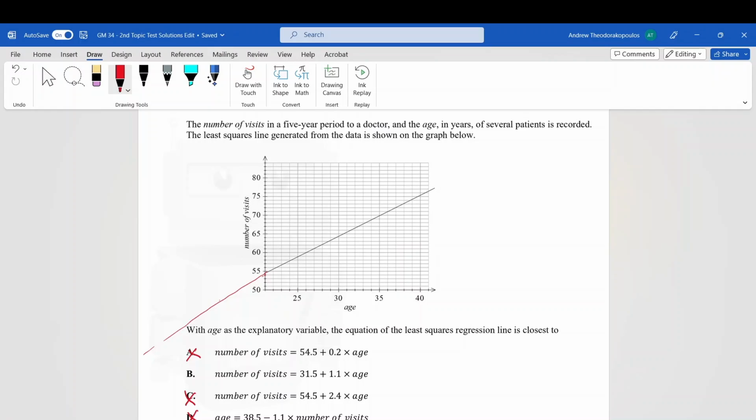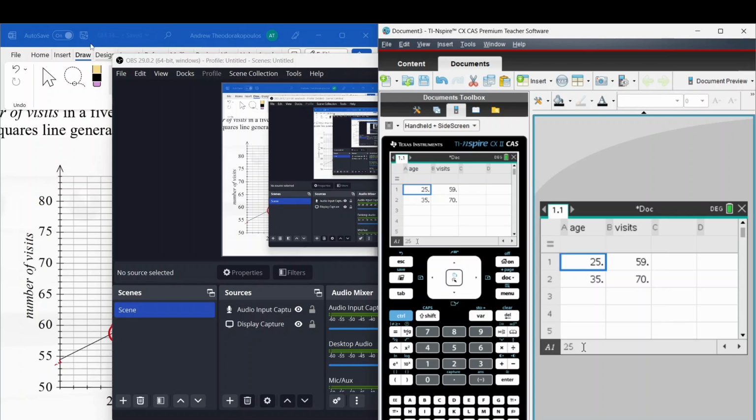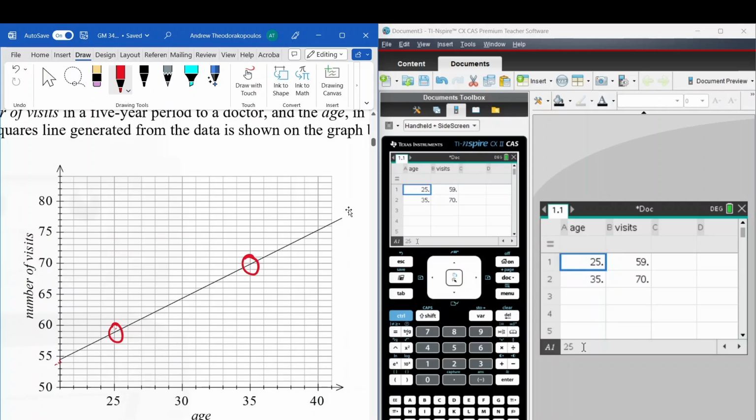What I do want to do, though, is talk to you about how you can do this question when, for example, you might not be given a multiple choice question, but have to just work it out. So what I'd like you to do is open up your calculators and find 2 points on this line that you can easily identify. The first one I've circled there is when age is 25 and number of visits is 59. The other one is when age is 35 and visits is 70.